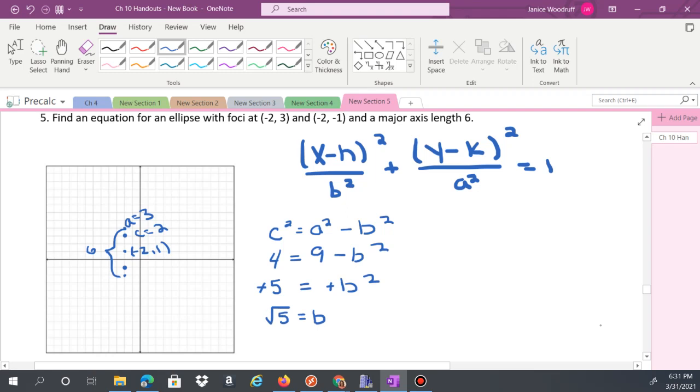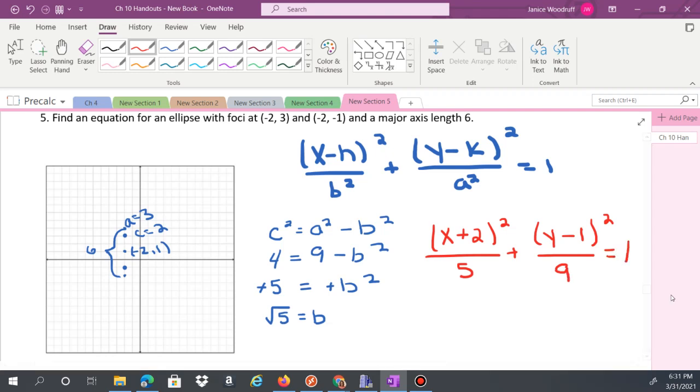But I just want the equation. So I'll input all of this information. So I've got x minus my h, which is -2, so that'll be x plus 2, squared over b squared, which b squared is just 5, plus y minus k. So my k is 1, squared over a squared. A is 3. 3 squared is 9. And that's set equal to 1.